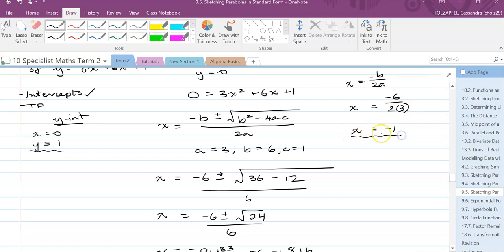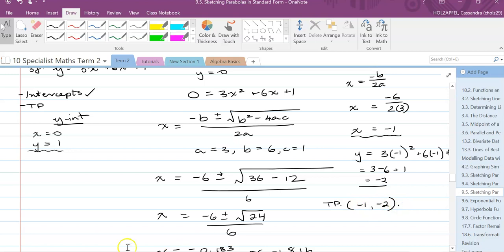All right, so we've got x is equal to negative 1 for our x-coordinate. So let's go ahead and pop it back in the original expression to find our value for y. So 3 lots of negative 1 squared plus 6 lots of negative 1, plus 1. So that's just going to become 3 take 6 plus 1. 3 take 6, negative 3. Negative 3 plus 1 is negative 2. So our turning point is going to be at negative 1, negative 2.